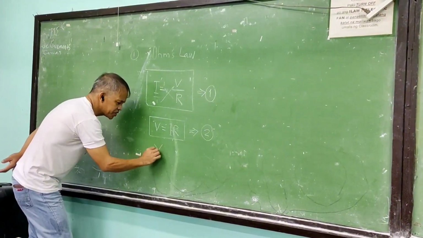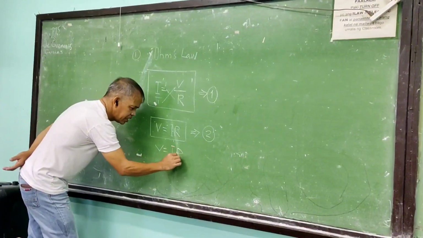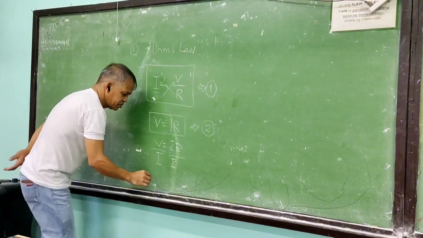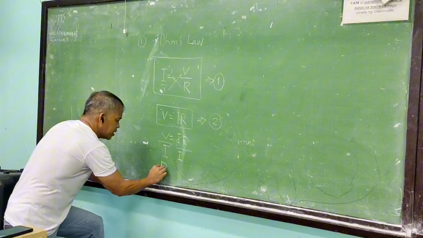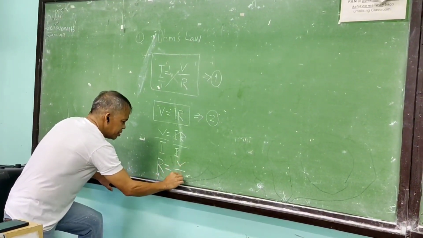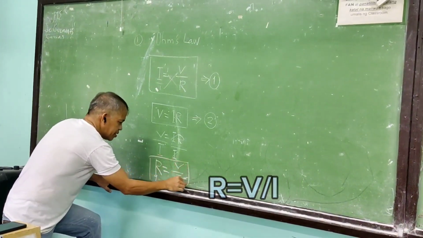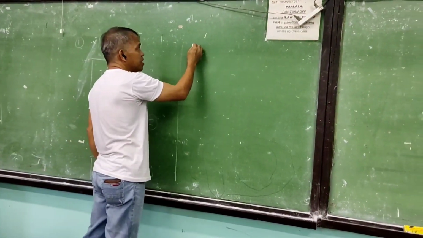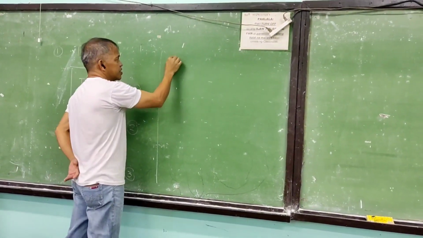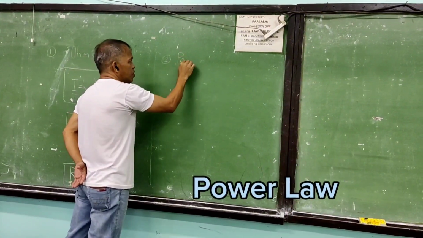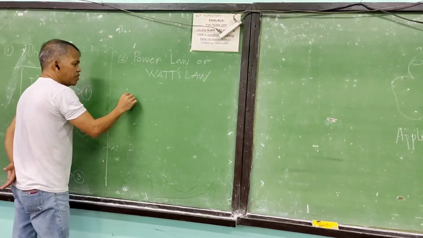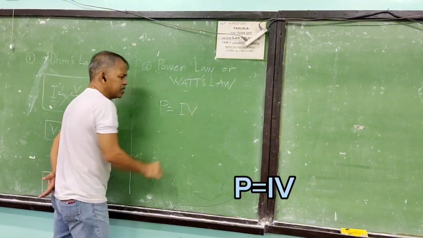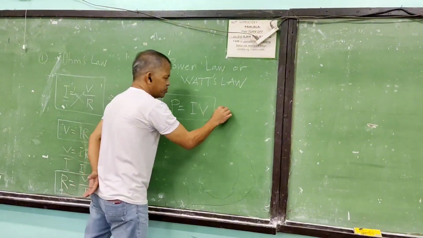Okay. By dividing both sides by I, cancel I, you are able to get a third formula. R is equivalent to V over I. And this is your third formula. Now, the second basic law in electricity and electronics, we call this one the power law or Watt's law. The power law states that the power is the product of the current multiplied by the voltage. This is your fourth formula.